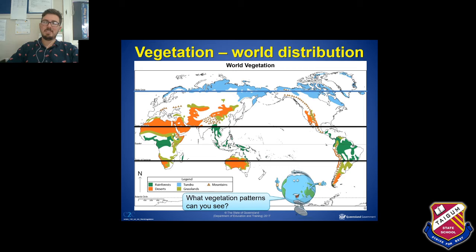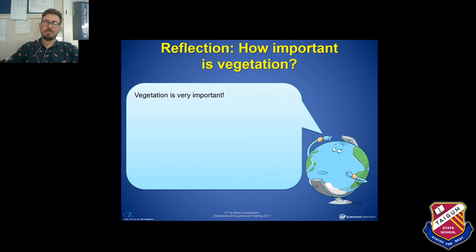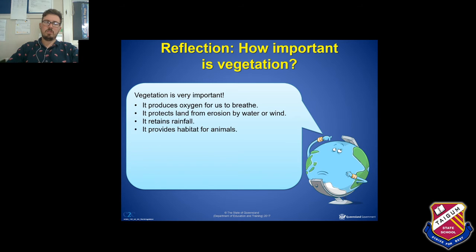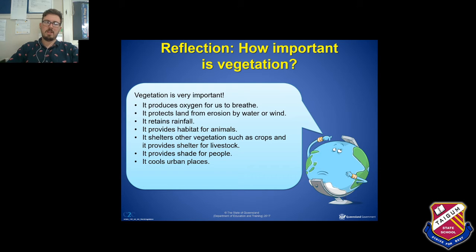What vegetation patterns can you see? Vegetation is very important. It produces oxygen for us to breathe, protects land from erosion, it retains rainfall, it provides a habitat for animals, it shelters other vegetation such as crops, and it provides shelter for livestock. It provides shade for people, cools urban places, it produces food, medicines, wood, and fibre. It makes places appear more attractive.